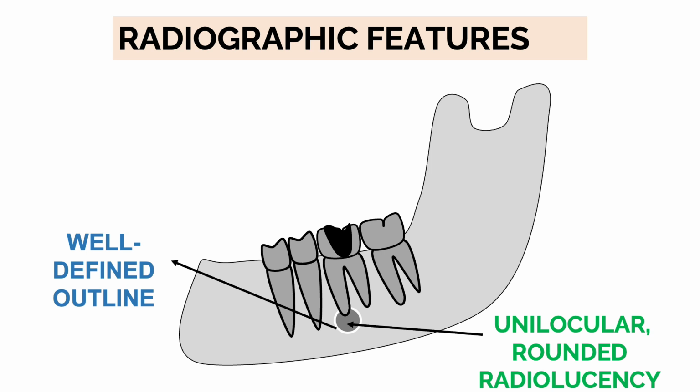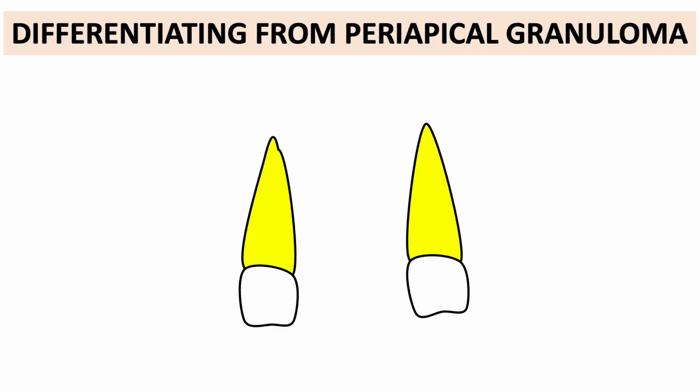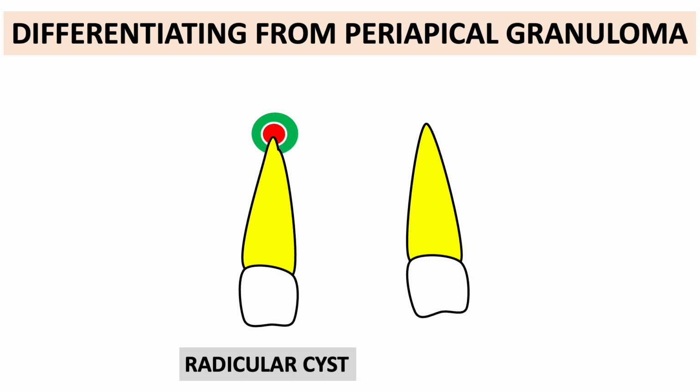And yeah, don't confuse it with periapical granuloma. Periapical granuloma is different and the radicular cyst is different. How will you differentiate it from periapical granuloma? So look at the figure. In the first figure we have a radicular cyst and the second figure is of granuloma.